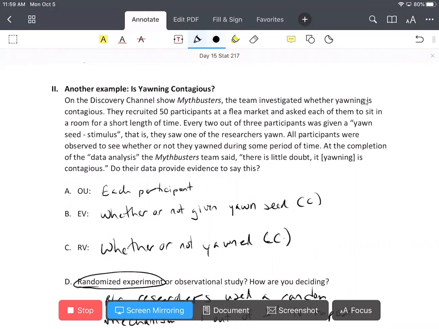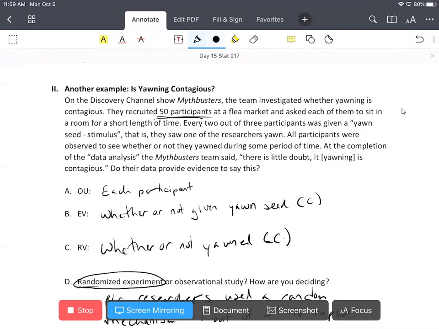Let's see. So there were 50 participants at a flea market, and they were asked to sit in a room for a short length of time. So 50 participants, so we know our sample size already. Every 2 out of 3 participants was given a yawn seed stimulus. That is, they saw one of the researchers yawn. And then all participants were observed to see whether or not they yawned during some period of time. At the completion of the data analysis, the Mythbusters team said there's little doubt that it is contagious. But do their data actually provide evidence to say so?